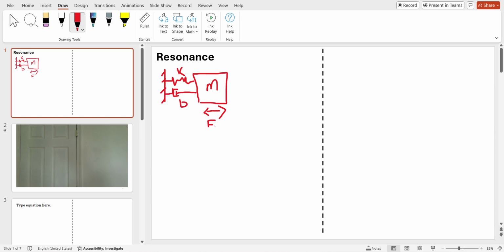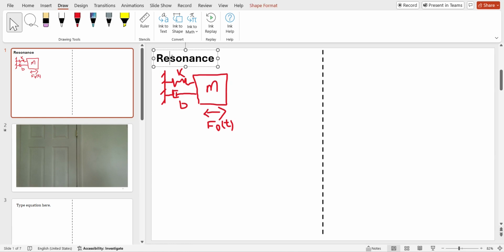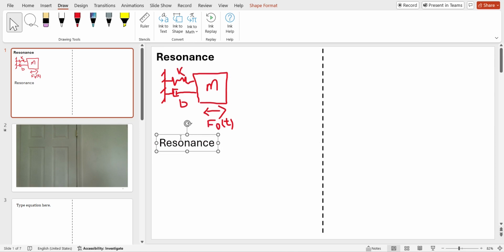I'm going to call it F_D of t. That's a D, not a naught. It's very hard to draw a D. Okay, this is the driving force. So let's write that down. We add a driving force to the oscillator.